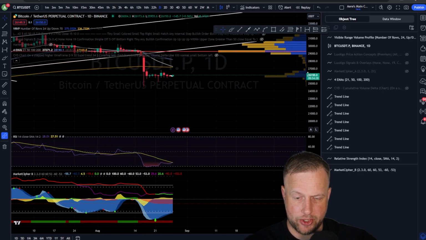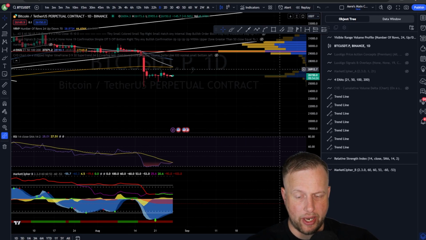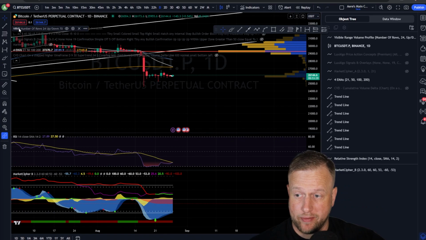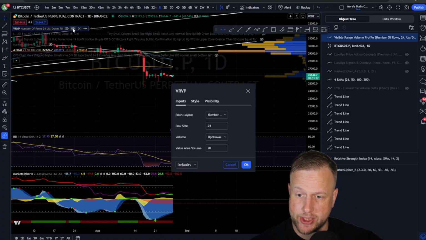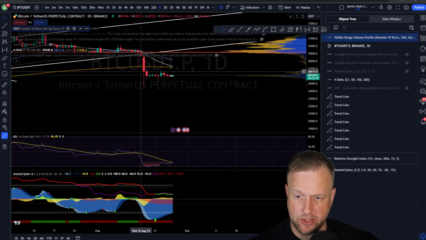There you go. It shows you the visible range, right? So what you're viewing, the volume profile. This is historic volume in that range. The first thing I do when I throw on VRVP is come up to the little settings cogwheel and add an extra 0 there for the row size, so you can get a little bit more dialed in. You see how that changed there.